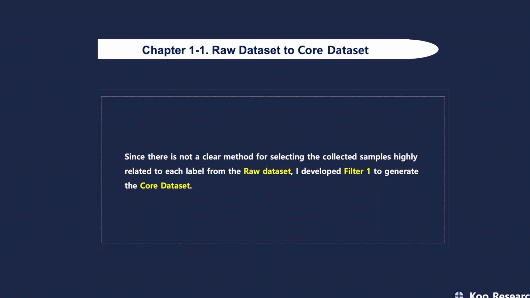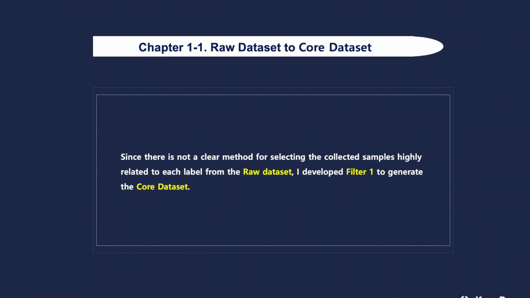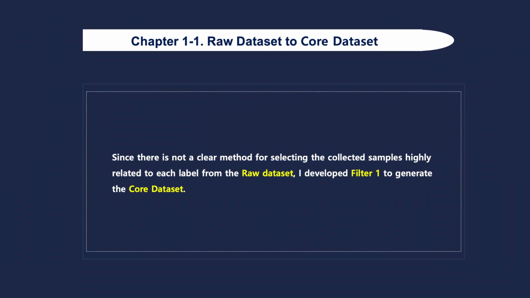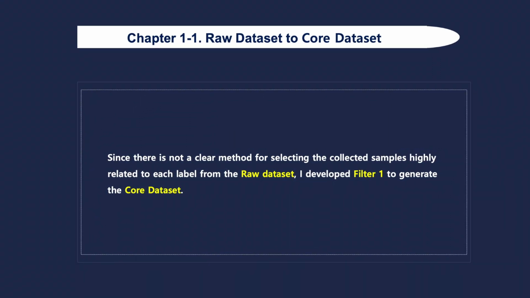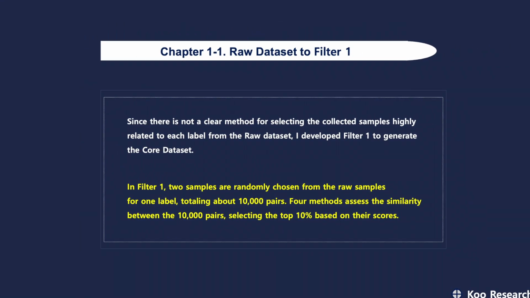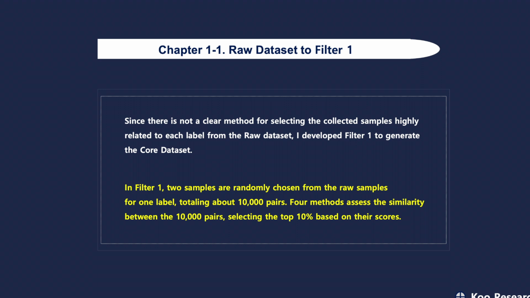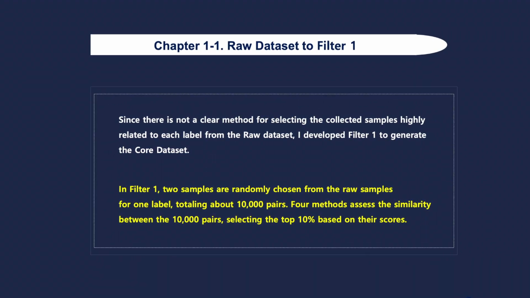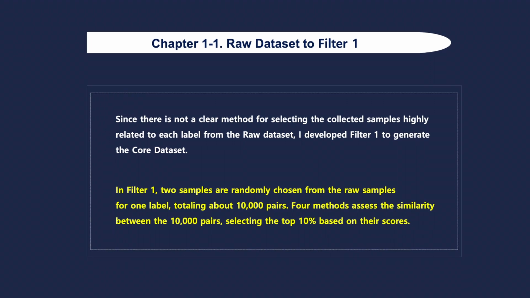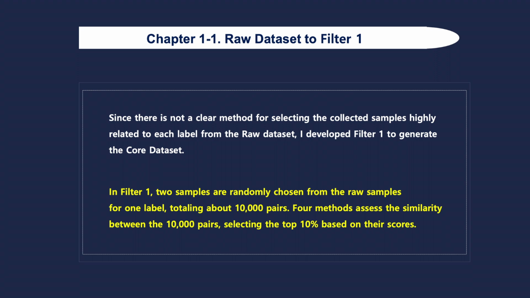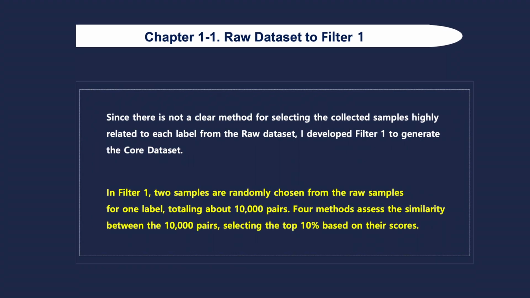Since there is not a clear method for selecting the collected samples highly related to each label from the raw dataset, I developed Filter 1 to generate the core dataset. In Filter 1, 2 samples are randomly chosen from the raw samples for one label, totaling about 10,000 pairs. 4 methods assess the similarity between the 10,000 pairs, selecting the top 10% based on their scores.